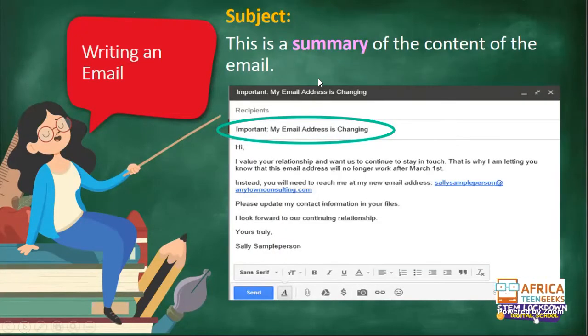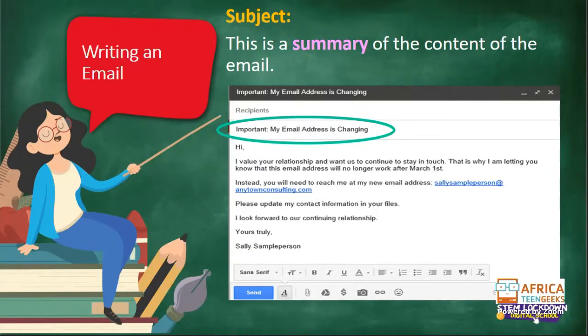Subject. Like with our formal letters, an email has a subject, and the subject is a summary of the content of the email. Let's look at the picture on the slide. The subject is the one that has been circled in green: "Important: my email address is changing." First of all, this person has labeled the email as important, so if I receive it, I would know that it is important. And this goes in the subject.